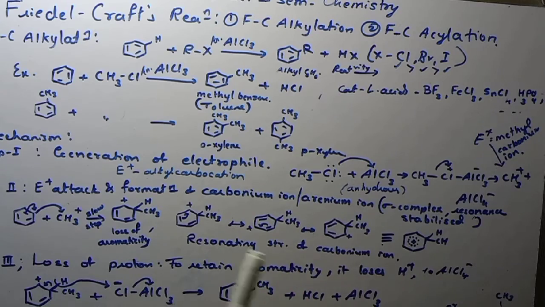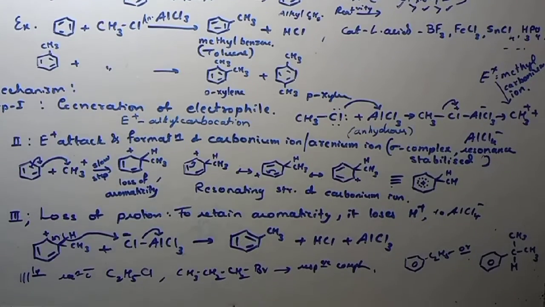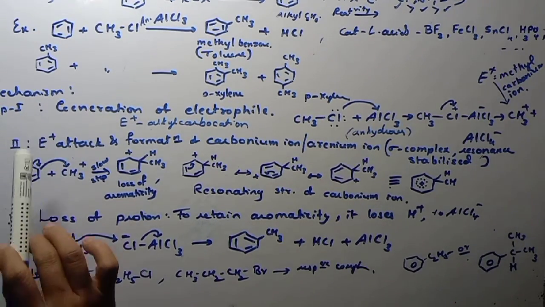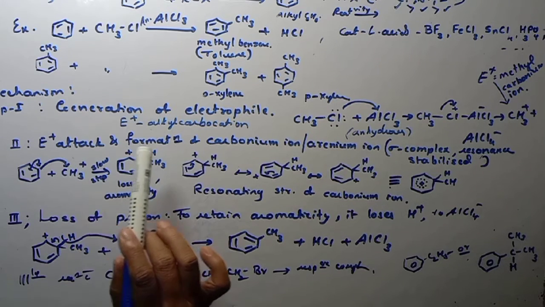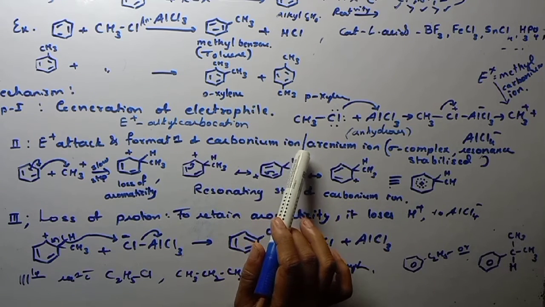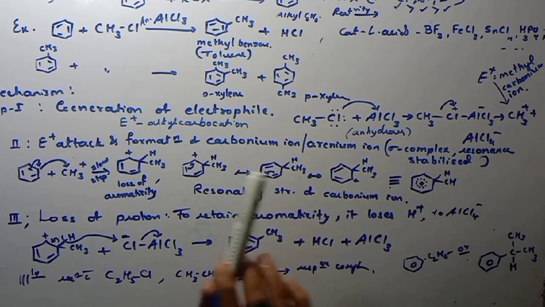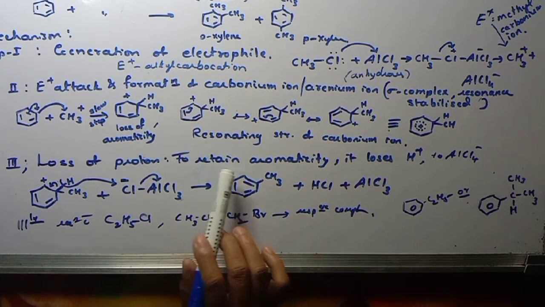Okay, so the mechanism of the reaction can be explained like this. The mechanism can be explained in three steps. One is the generation of electrophile, and the second one is attack of the electrophile on the benzene ring and formation of a carbocation, also known as the arenium ion. The third step is the loss of proton, so it retains the aromaticity.